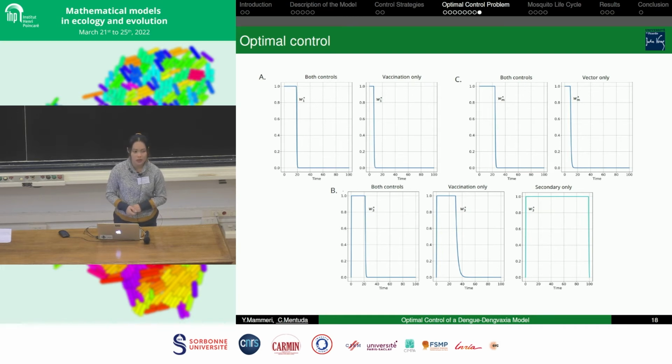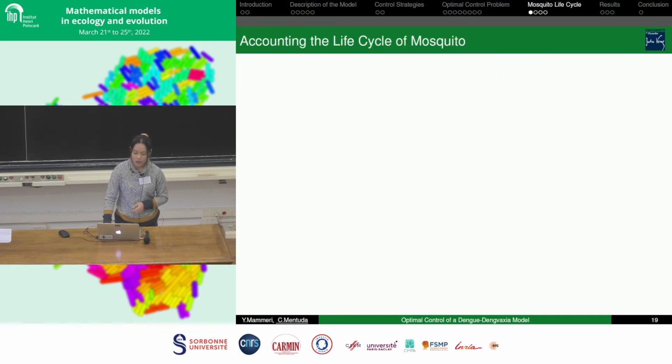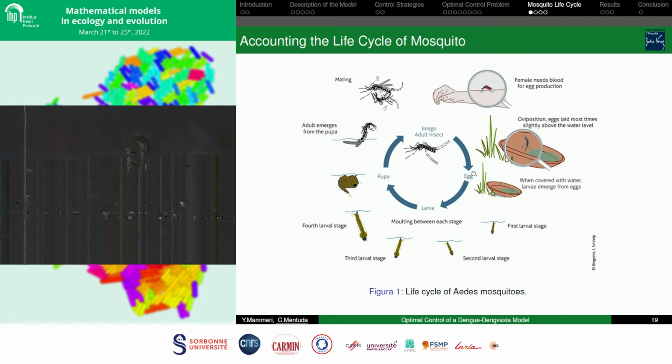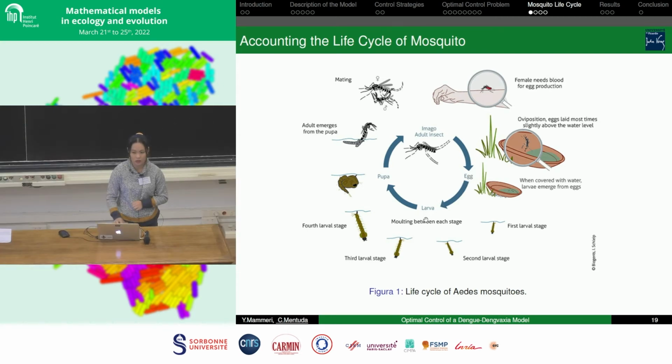Okay. So with this in mind, we try to incorporate the life cycle of mosquitoes. Okay. Because previously, we only considered the adult mosquitoes. Now, in here, we try to consider the young mosquitoes. Wherein, we all know that adult mosquitoes lay eggs. Eggs mature into larvae, which has 4 stages. We call them N-star. And then larvae to pupa, and then pupa to adult.